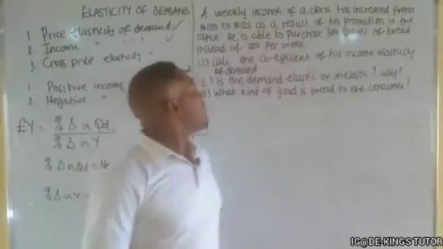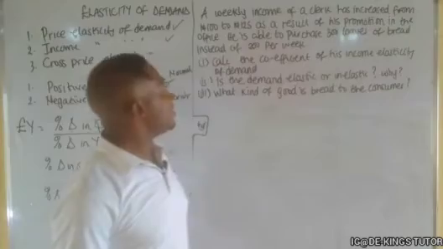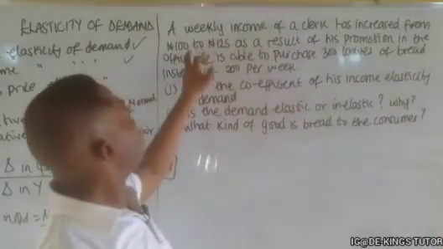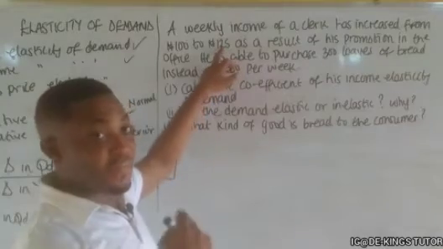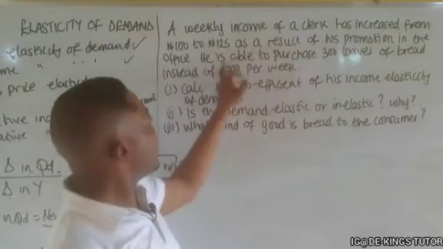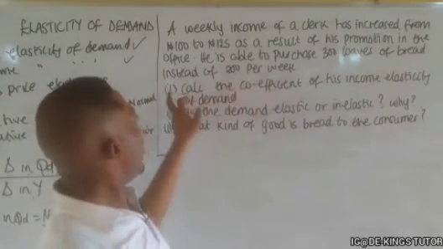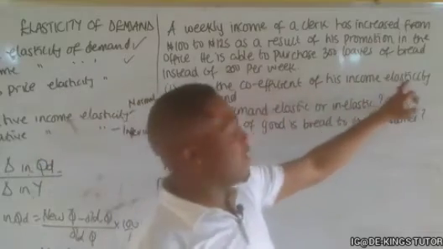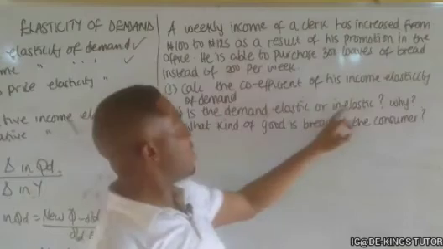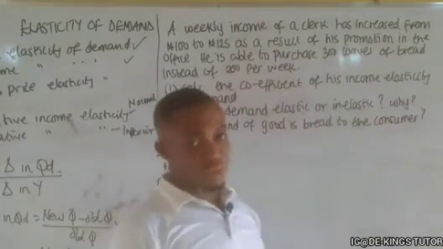Now, let's solve the question relating to income elasticity. It said a weekly income of a clerk has increased from 100 naira to 125. As a result of his promotion in the office, he's able to purchase 300 loaves of bread instead of 200 per week. 1. Calculate the coefficient of his income elasticity of demand. 2. Is the demand elastic or inelastic, and why? And 3. What kind of good is bread to the consumer?